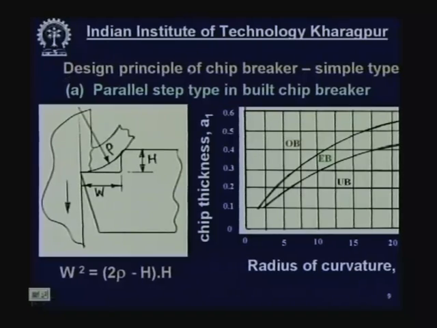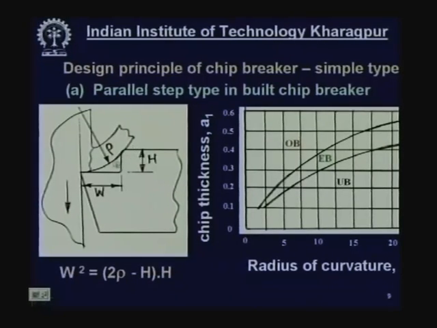Now, the design principle of chip breaker, simple or clamp type. Suppose it is a step type chip breaker. This can be an inbuilt type or it can be a clamp type also, this part. What might it be? These are the two important geometrical features. One is the width of the land W and the other one is the height of the heel. These two parameters have to be chosen so that this chip undergoes the requisite amount of bending. So, the radius of curvature decreases and a lot of stress develops here and it breaks into pieces.